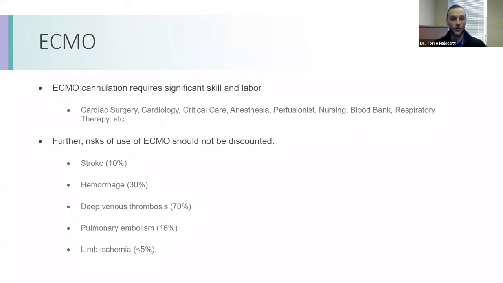The risks of ECMO are certainly significant. These are patients who are extremely sick as well, so that's somewhat of a confounder in some of this data. However, again, "just put them on ECMO" shouldn't be words that cross your lips. So stroke happens in 1 out of 10 patients. A third of the patients have a significant hemorrhage requiring transfusion. Most patients have a DVT at some point. A good portion, about 1 in every 7 to 8, will have a PE, and about 1 in 20 will have limb ischemia that's clinically significant, up to and including the point of losing a limb.